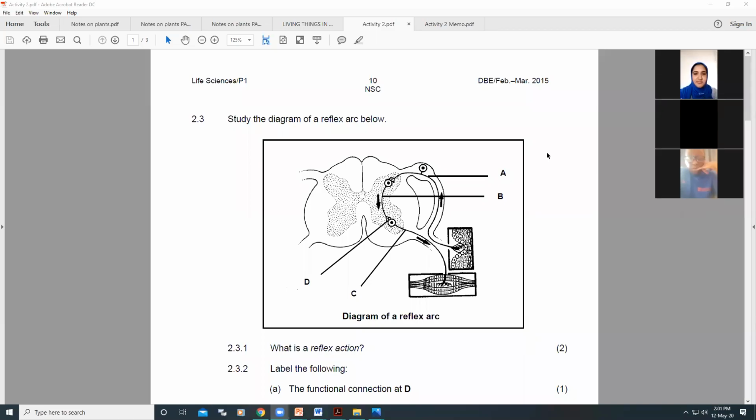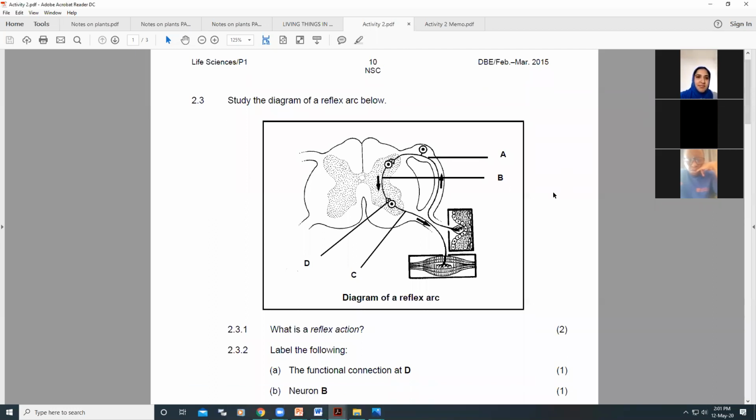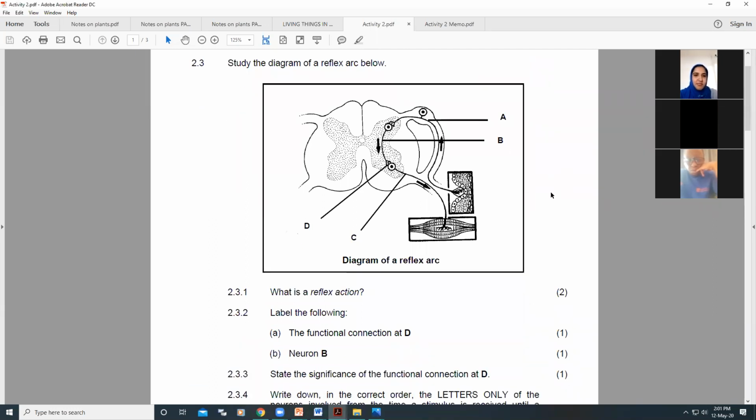Okay, so we're looking at February, March of 2015. It's question 2.3. It says, study the diagram of a reflex arc below. All right, the first thing to do when you have a question or a diagram would be to label all of the different parts. It's just going to make it much easier for you to answer the questions, right? So we'll start with part A. What would part A be?